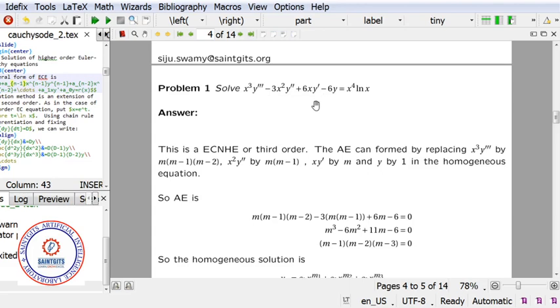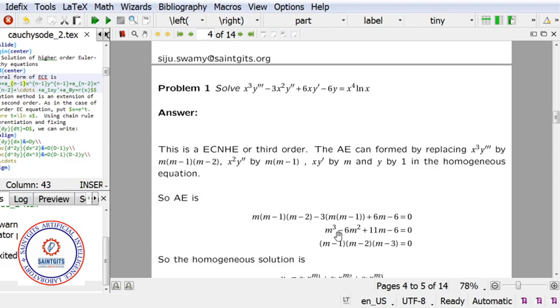Now we have to find the homogeneous solution in the first stage and the particular solution in the second stage. First of all we write the auxiliary equation. It is obtained by replacing x cube y triple dash by m into m minus 1 into m minus 2. Then minus 3 times x square y double dash is replaced by m into m minus 1, plus x y dash is replaced by m, so 6 into m, minus 6, equal to 0.